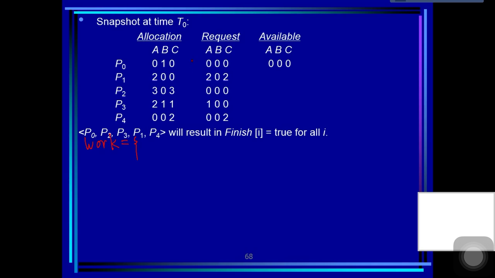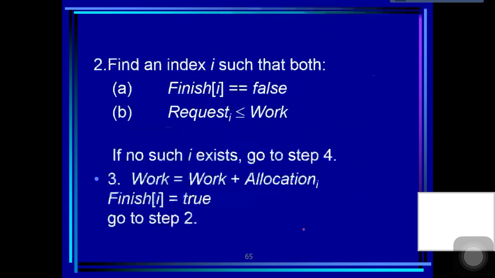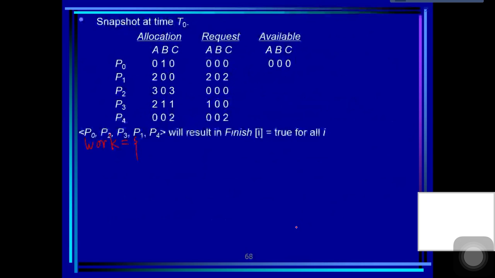So first, work equals available, okay? So we say work equals 0, 0, 0. And second, we say finish equals false, because every process has been allocated resources. So none of them has finished. So at present we say false for P0, P1, P2, P3, and P4.